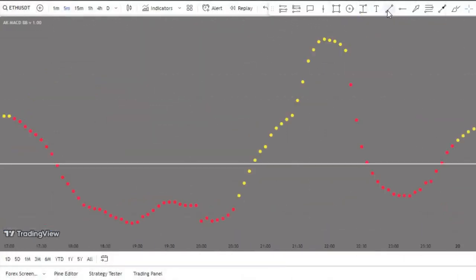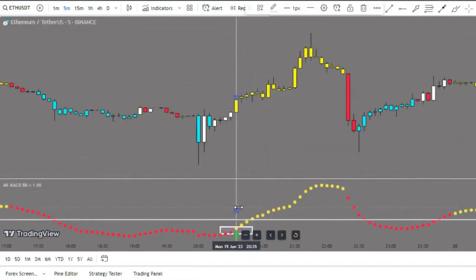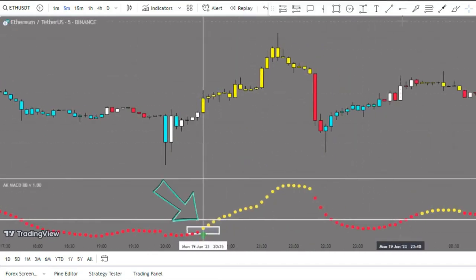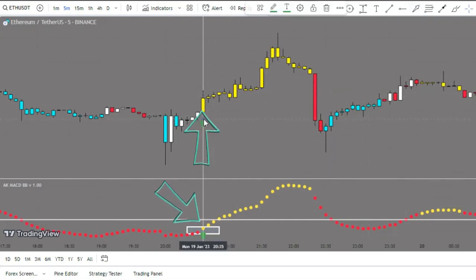Now, in order to trade using this indicator, you need to pay attention to the colors of the dots. Basically, when the dot changes color from red to yellow, that can indicate an uptrend and the market is starting. So for example, to enter a buy trade, after the first yellow dot, we should look for a yellow candlestick to confirm the signal.